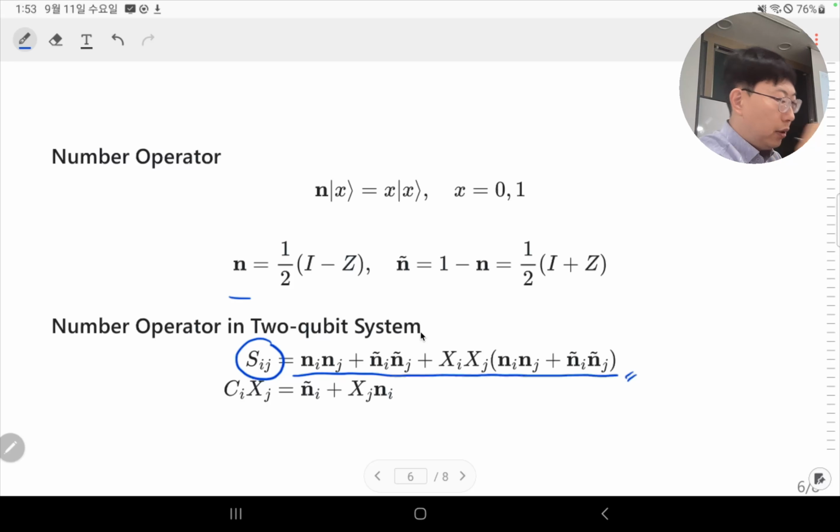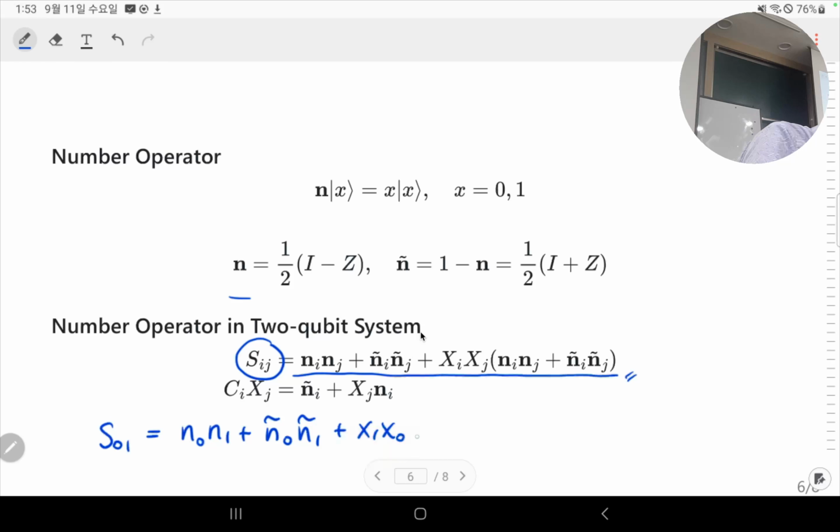So if I apply S01, meaning that I and J are both 0 and 1, this becomes N0 and 1, and tilde 0 and tilde 1, and X1, X0, it doesn't matter, the order doesn't matter, X1, N0 and 1 plus N tilde 0 and tilde 1. Okay, so prove why this is true. Prove why you can represent your swap gate as a linear combination of operators like this.